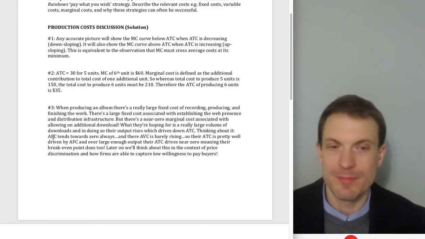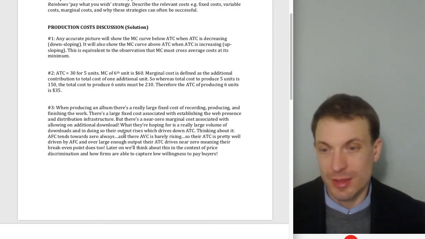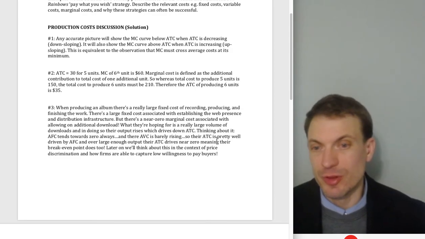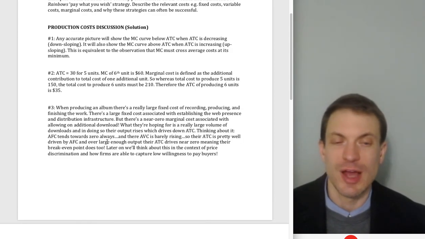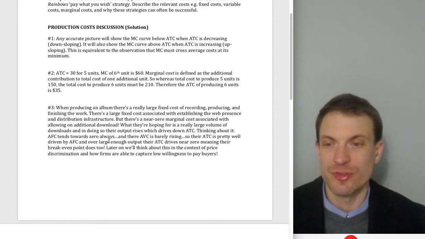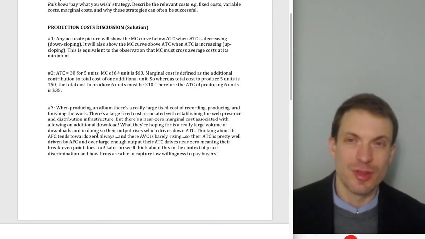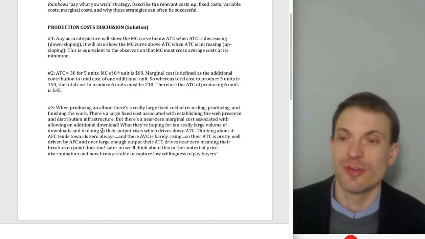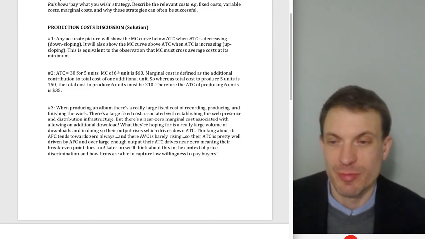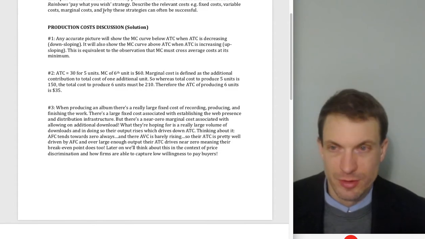If you think about it, average fixed cost tends towards zero always, for the reason I just said. Here, average variable cost is barely rising, so average total cost is pretty well driven by average fixed cost, and over a large output, it's driven down to zero. So the break-even point's falling down, so what they need is a really large volume, and then this cost structure makes sense. This distribution strategy makes sense, and it was actually incredibly profitable for both of those entities that I discussed in the example.